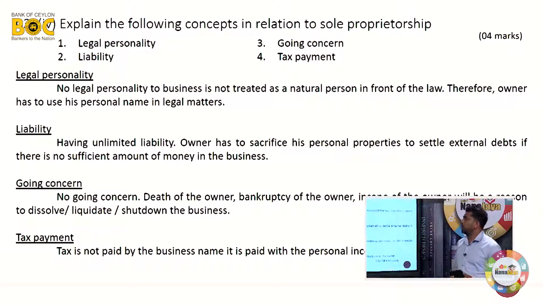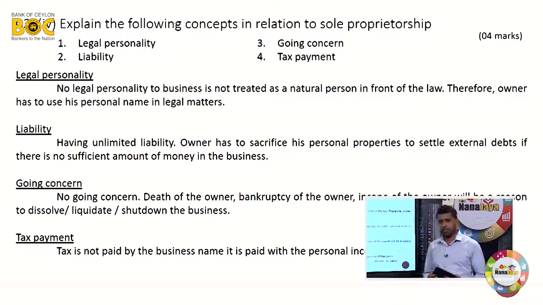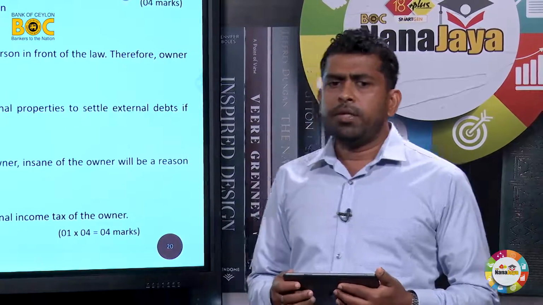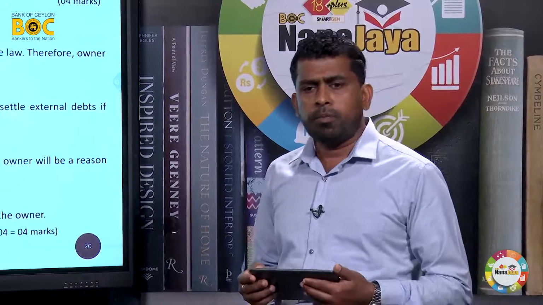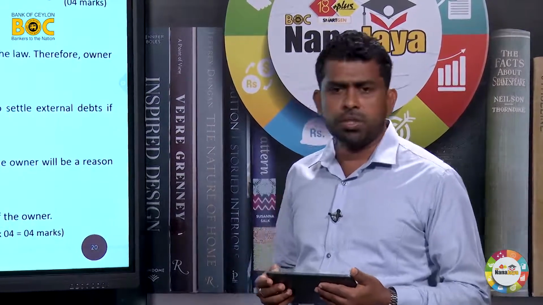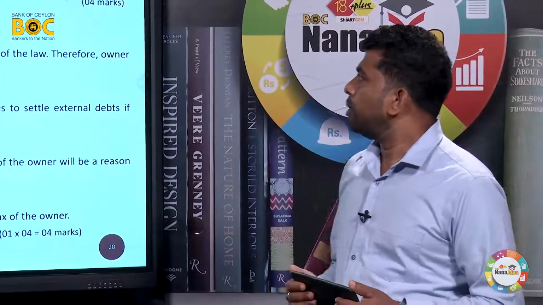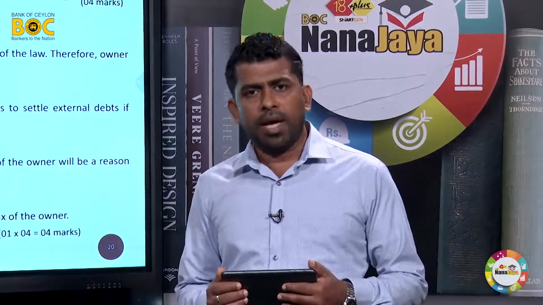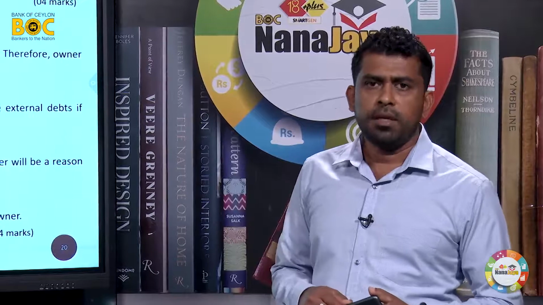Question number 3, Roman number 4. Explain the following concepts in relation to sole proprietorship. Legal personality. Legal personality means ability to appear in front of the law. But for a sole proprietorship, there is no legal personality, so suing and being sued should be done in the owner's name. Unlimited liability, that means the owner has to sacrifice his personal properties to settle external liabilities of the business.